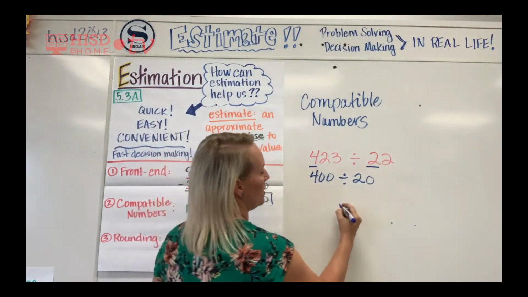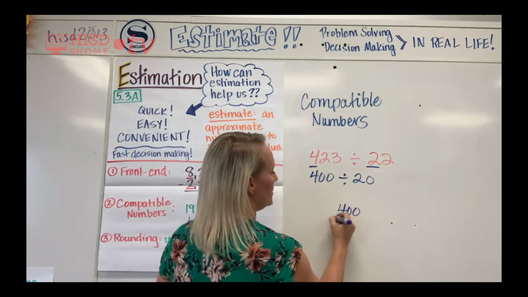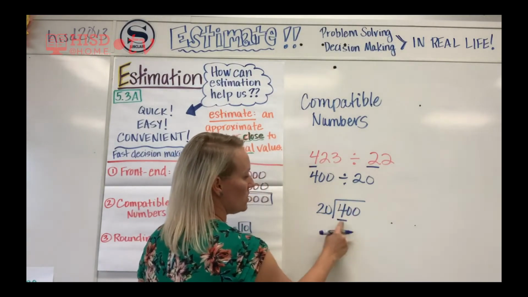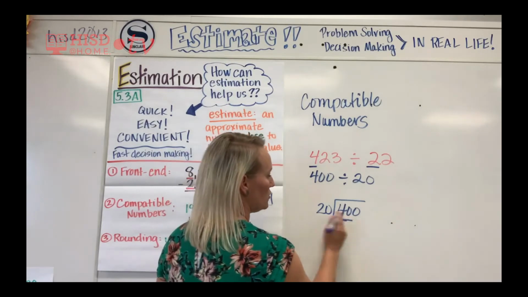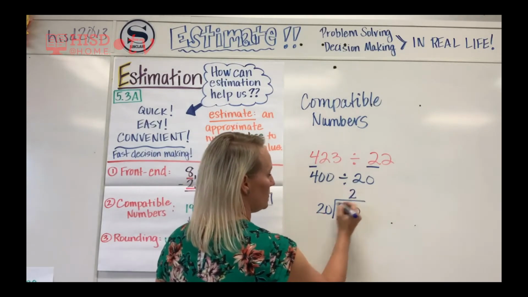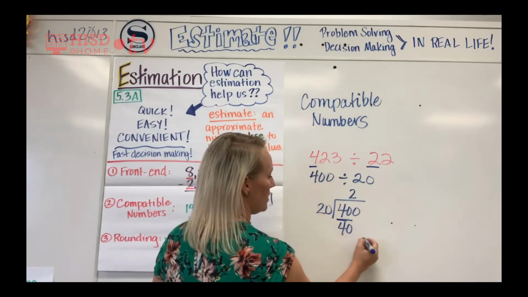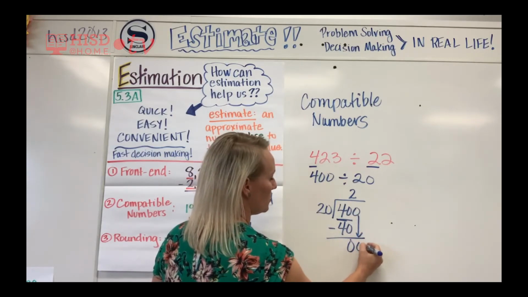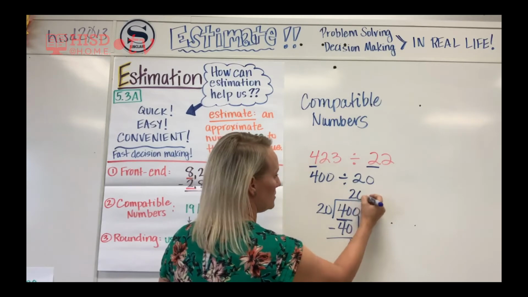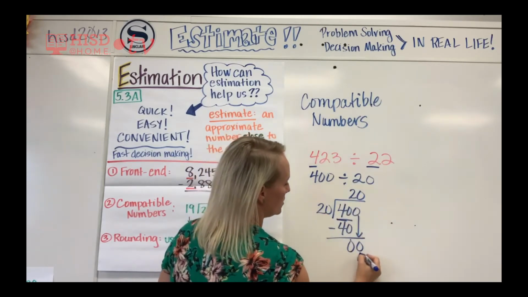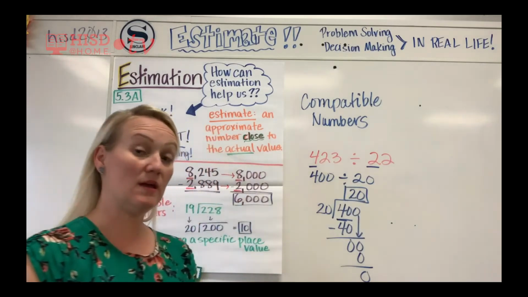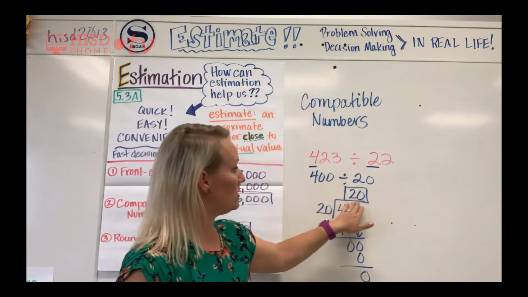400 divided by 20. So I'm going to see, does 20 go into 4? No. But 20 goes into 42 times, and I would get 40. 40 minus 40 is 0. Drop the other 0. 0 divided by 20 is 0. 0 times 20 is 0. So I can see that I can estimate it would take me about 20 days to read that book.